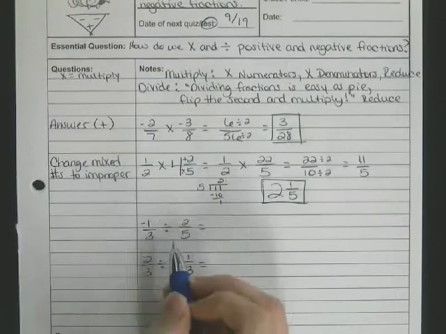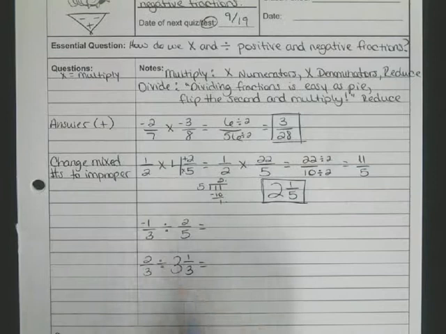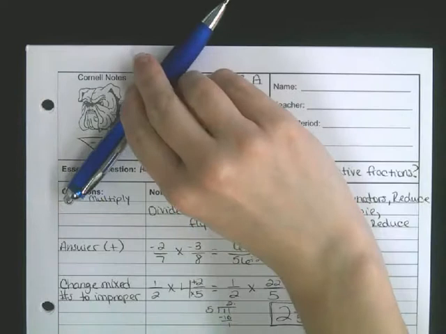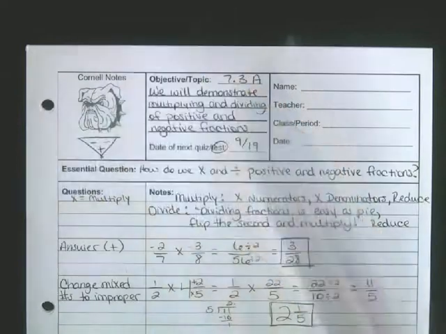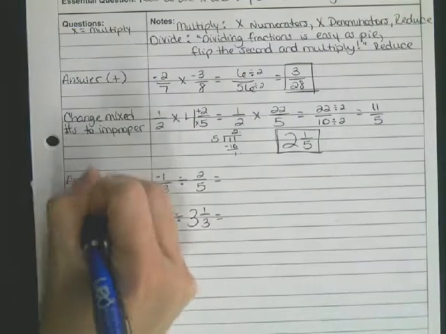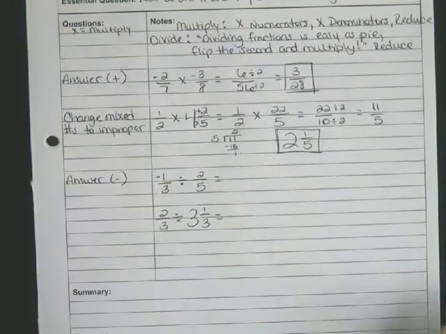So we have negative 1 over 3 divided by 2/5. Before I do anything, I need to notice I have a negative and I have a positive. So if I come back to Mike Dude, if I cover up a negative and a positive, I'm left with a negative. So my answer has to be negative. So I'm going to write that out to the side. The answer has to be negative.